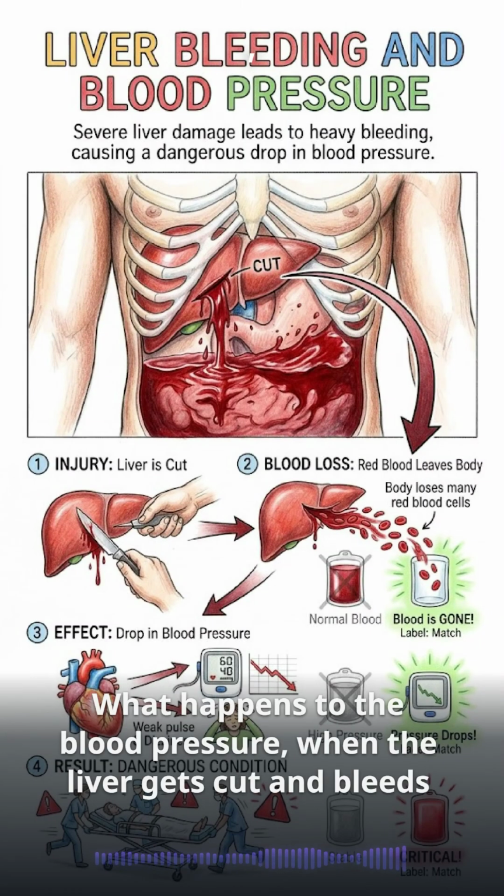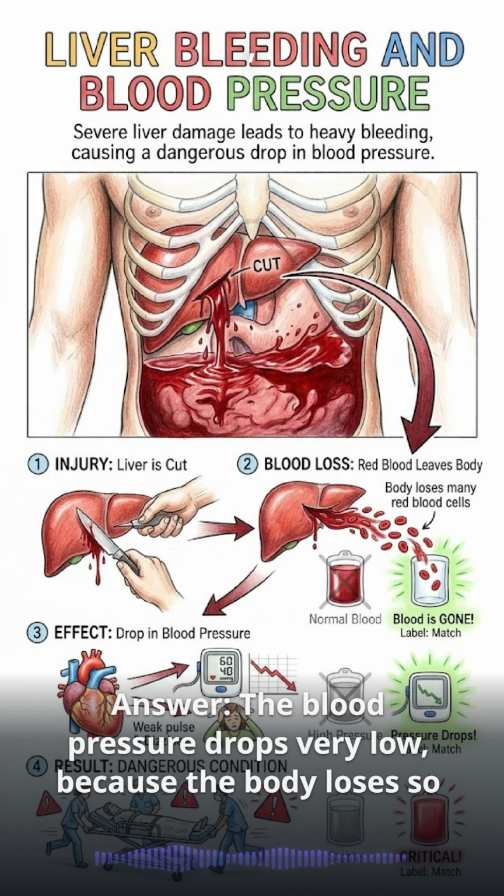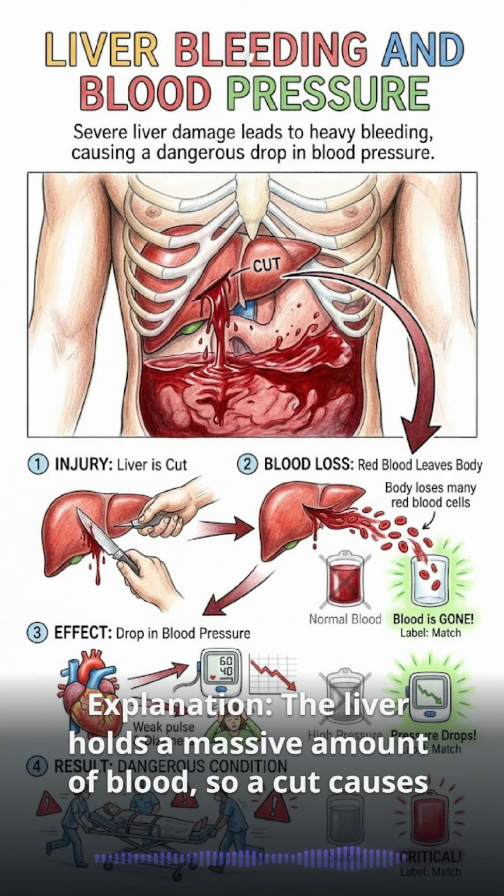41. What happens to the blood pressure when the liver gets cut and bleeds heavily? The blood pressure drops very low because the body loses so much red blood. The liver holds a massive amount of blood, so a cut causes fast shock.